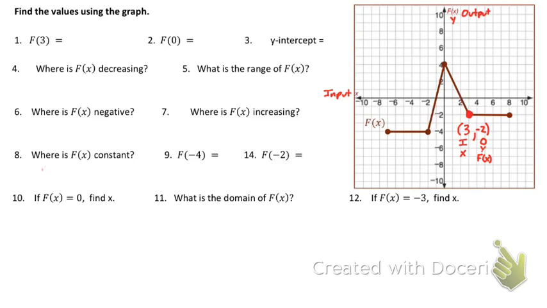Let's jump to number 1. Number 1 says, I want to find the function's output. Remember, this represents output if my input is 3. So this is my input. So if I can figure out my input, what is my f equal to, or my output equal to?